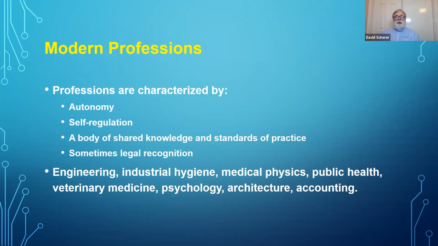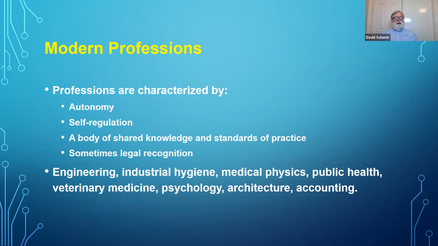Professions are characterized by autonomy. So in a profession, the profession decides what the profession is. Professions are subject to law, but nobody decides for the physicians what the practice of medicine is. They make that decision themselves. It's self-regulating. There has to be some internal form of controlling behavior so that people conform to the standards of the profession, and it is characterized by some body of knowledge that's shared and agreed to by the practitioners, and some agreed standards for practice.